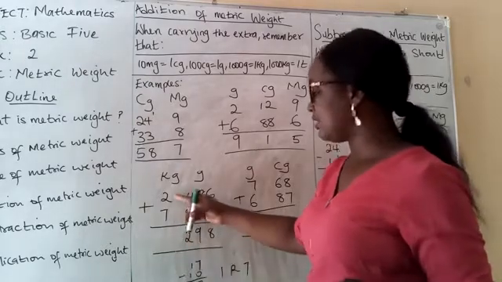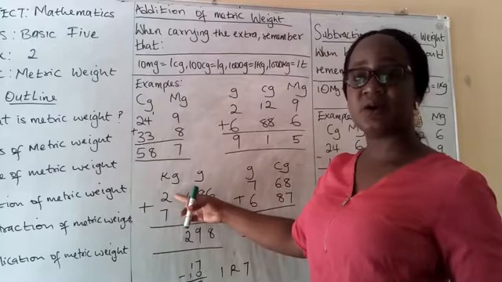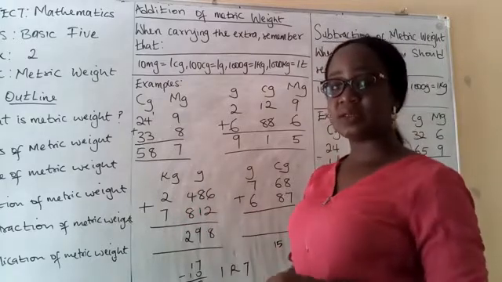Going over here, that's 1 you're carrying, plus 2 will give you what? 3. 3 plus 7 is what? 10.